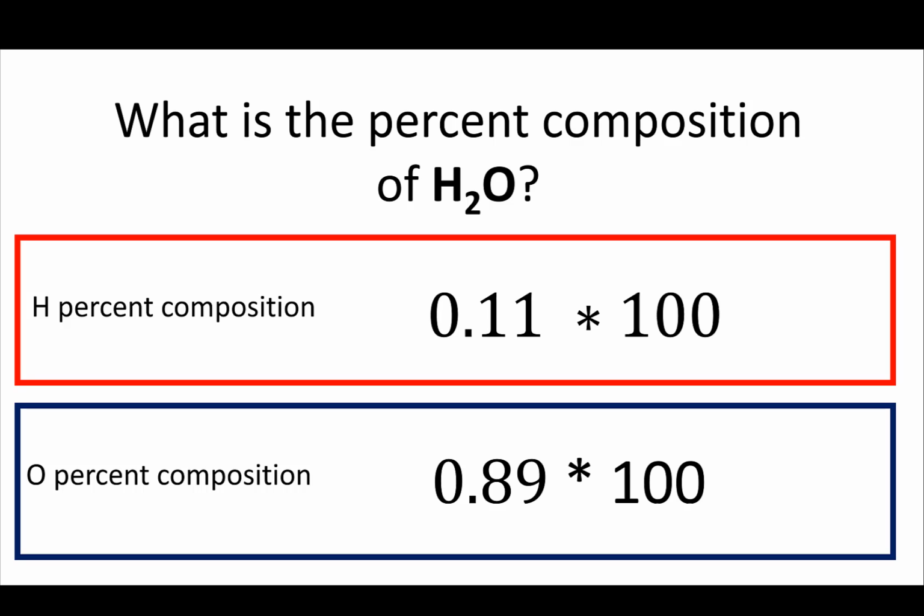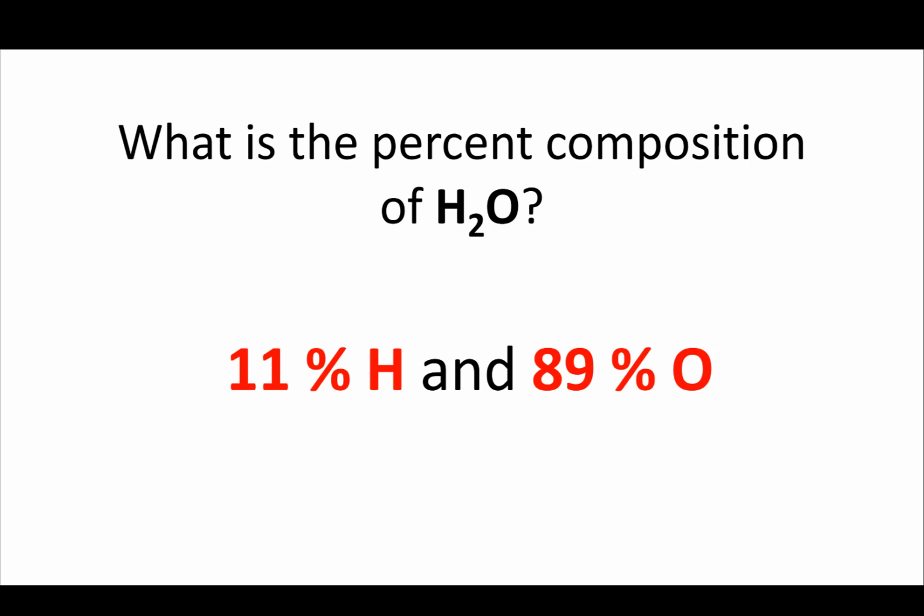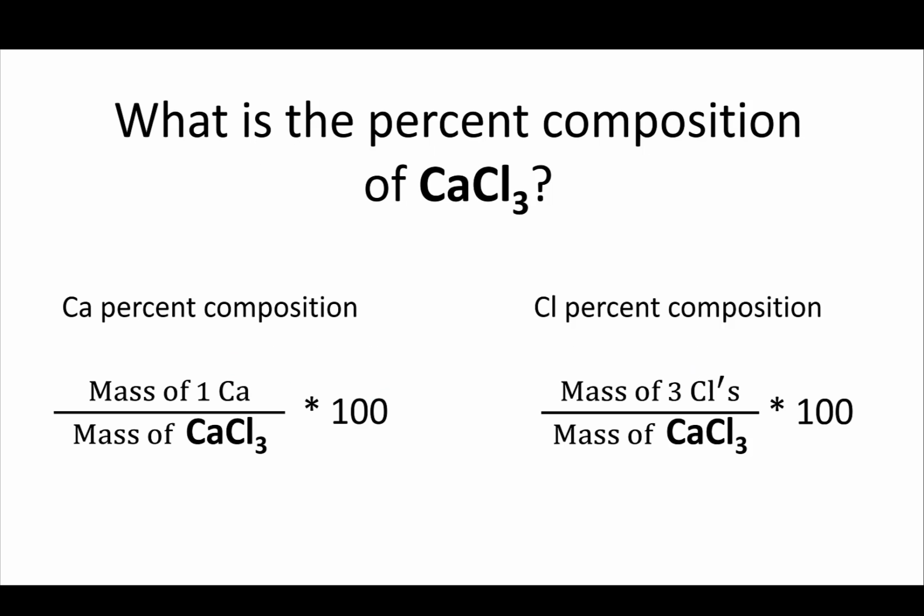So hydrogen's percent composition is 11%, and oxygen's percent composition is 89%. And this makes sense because together they add up to 100%, which is what you want. So 11% hydrogen and 89% oxygen. That's the percent composition of H2O. One more example. What is the percent composition of CaCl3?